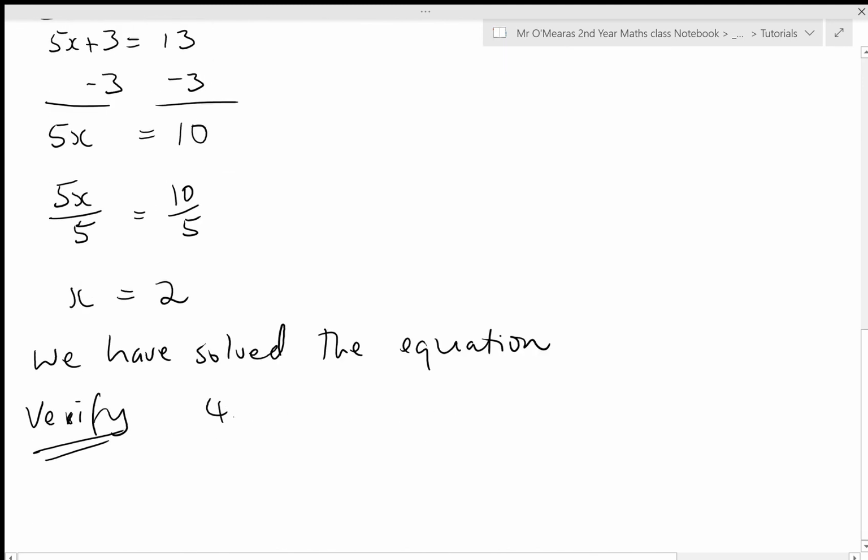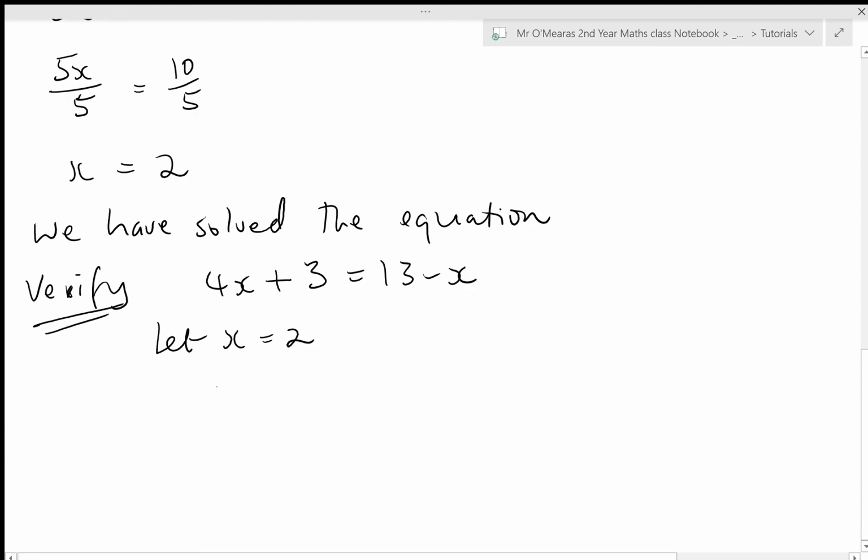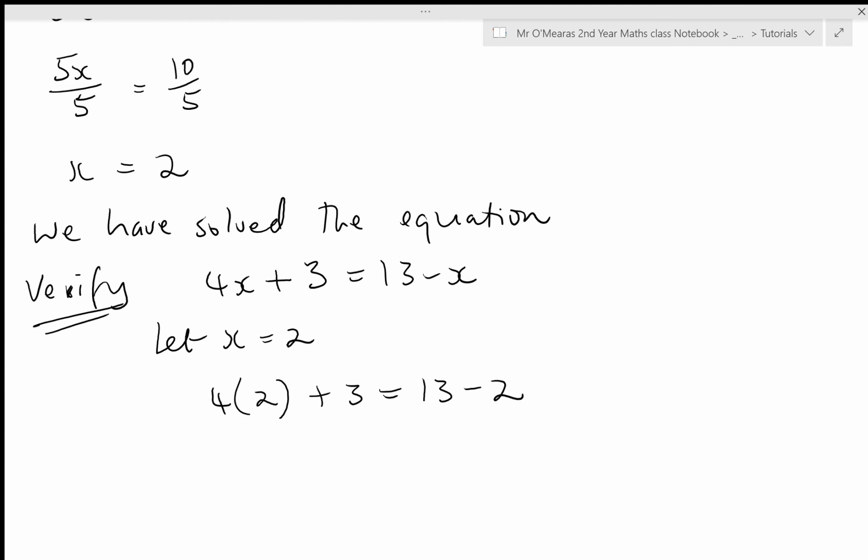So we'll just write it out. 4x plus 3 equals 13 minus x. To verify if x equals 2 is correct, we're going to let x equals 2. So that's 4 times 2 plus 3. It's always good to use brackets, minus 2. Brackets again means multiply without the multiply sign. We've taken out the x's anywhere we've had them, and put in 2. If this is a solution, then the left hand side of this equation will be equal to the right hand side. So we have 4 times 2 plus 3.